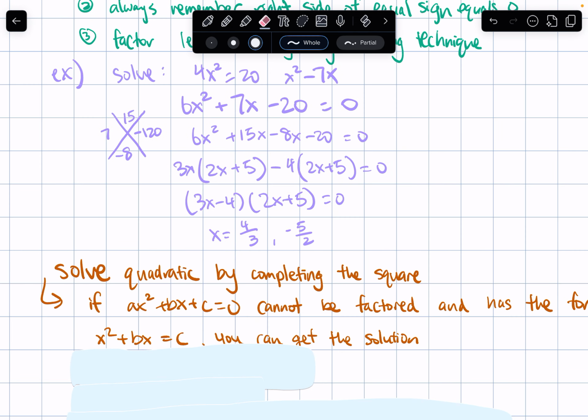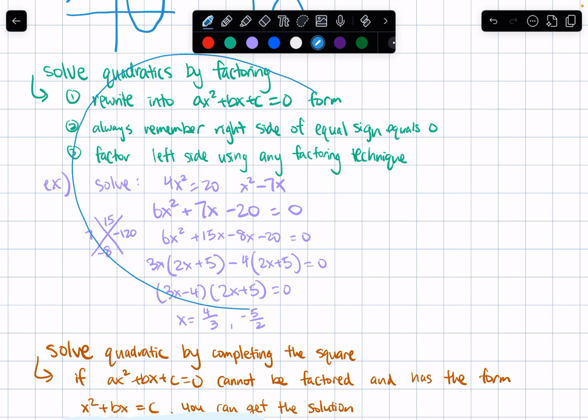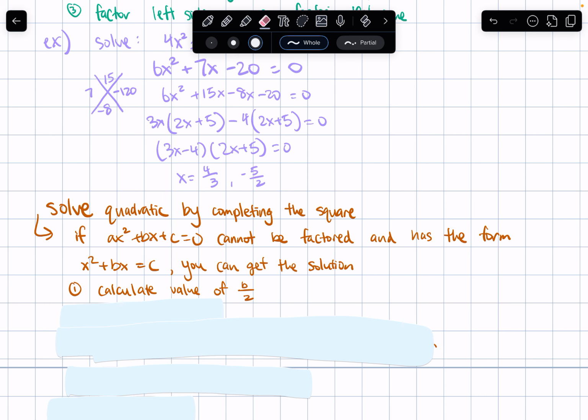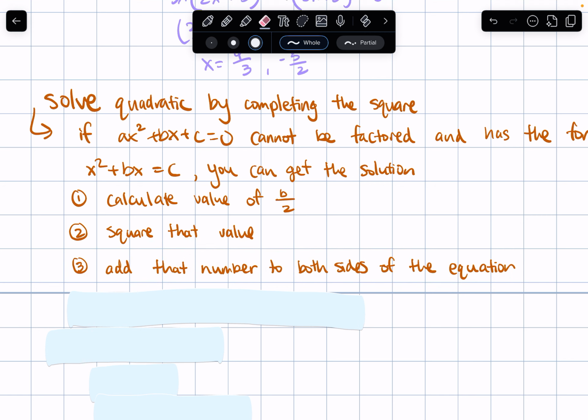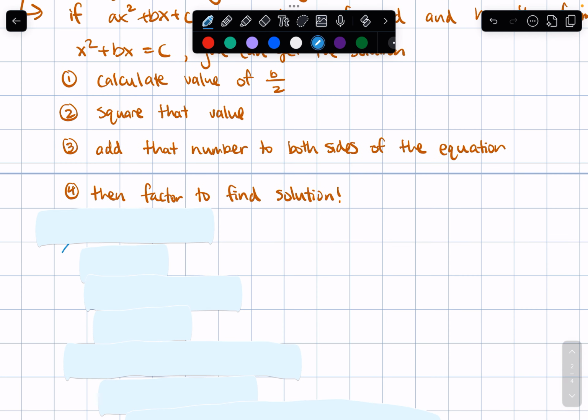The next way to solve is by completing the square. So if this first method cannot be factored, but the equation has a form of x squared plus bx equals c, you can get the solution by completing the square. So you're going to calculate the value of b over 2. Whatever number is in front of that x term, you are going to divide by 2. And then you are going to square that value, and then add that number to both sides of the equation. And then factor to find the solution.